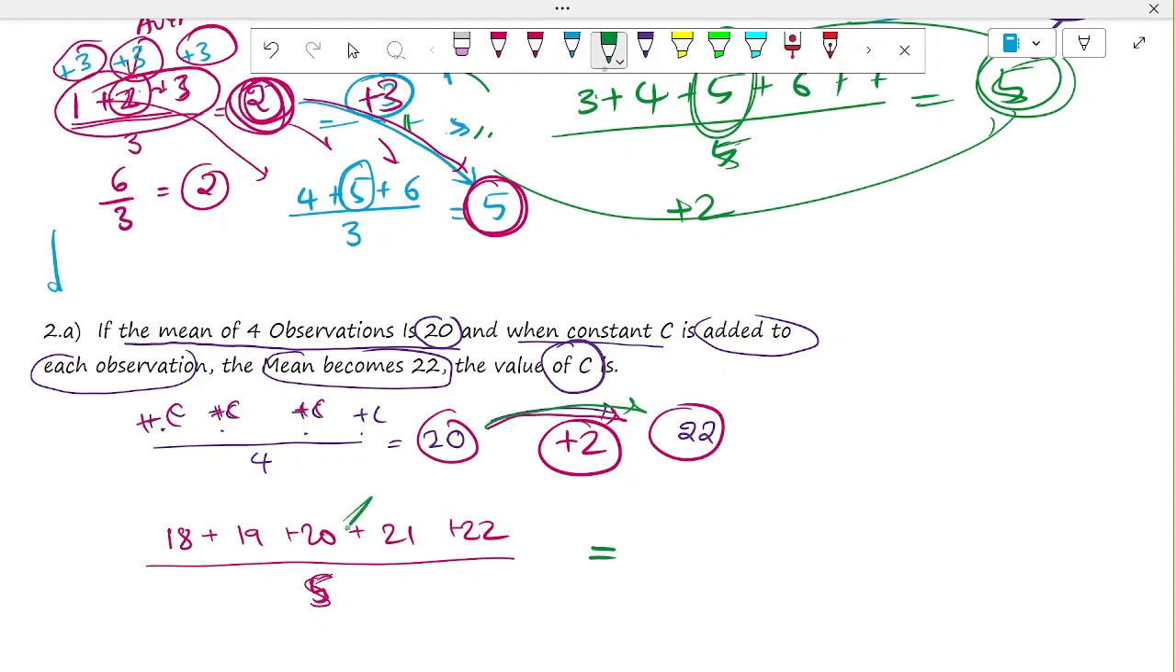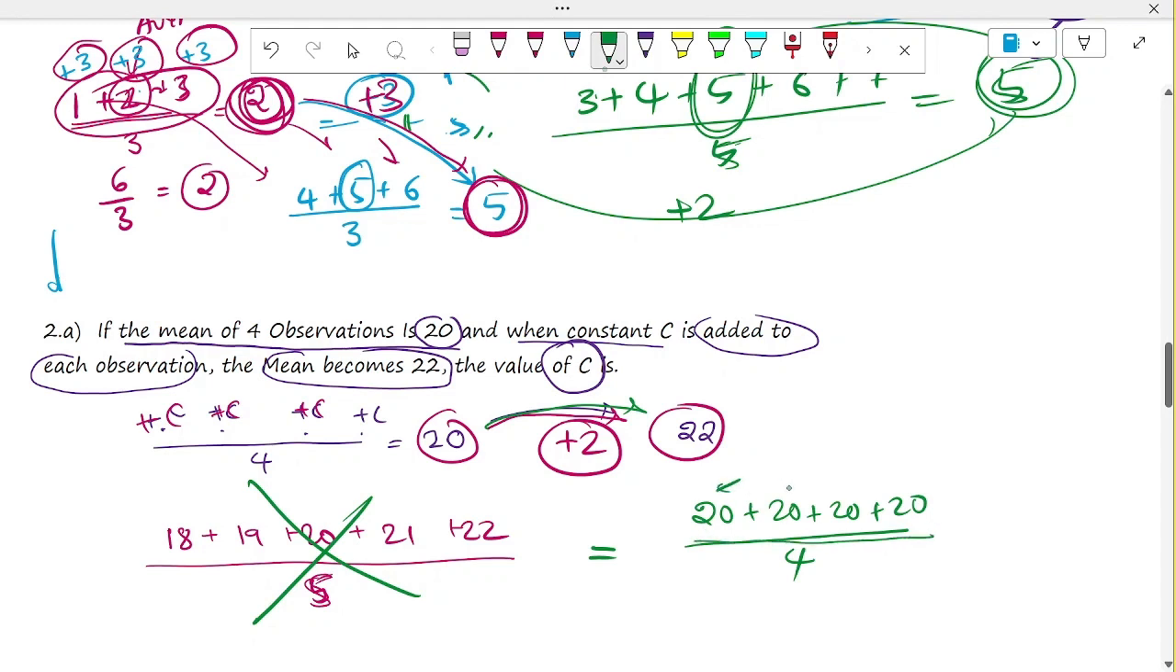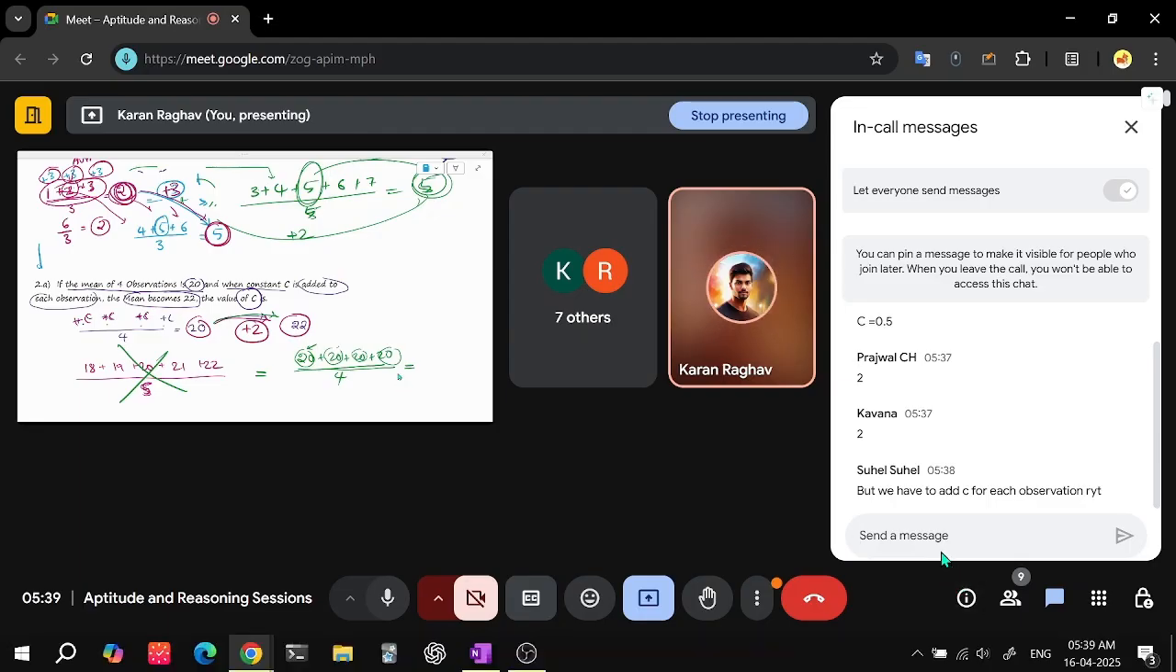Or we'll make it simple. We'll not take this example. I'll take 20 plus 20 plus 20 plus 20 divided by 4. Now there are 4 numbers, and these 4 numbers are the same. So that is not an issue. It can be the same also, not a problem. Now what is the average of these 4 numbers? How will you find the average of these 4 numbers? If all the numbers are the same, remember the number itself will be the average.